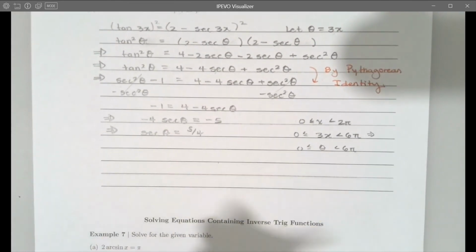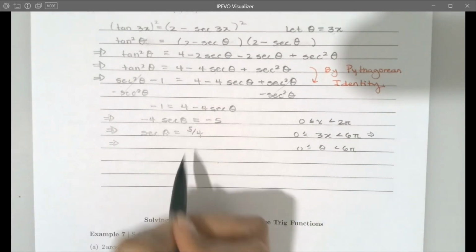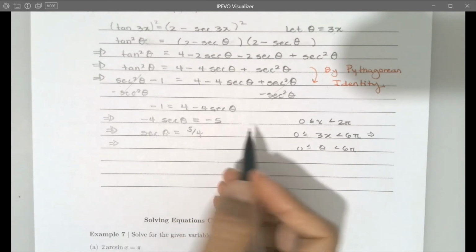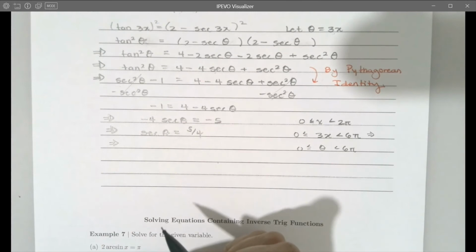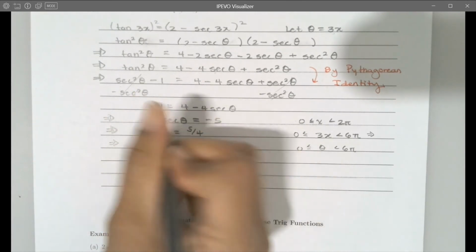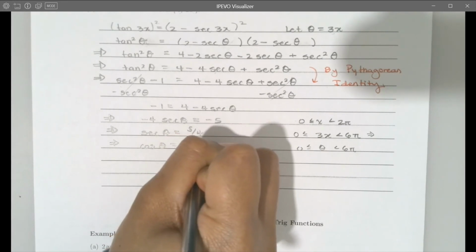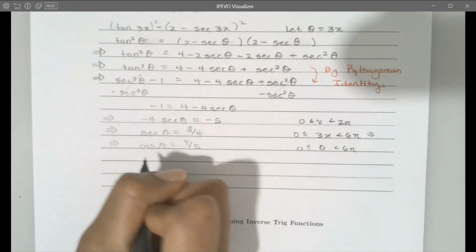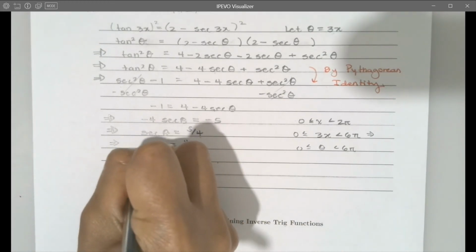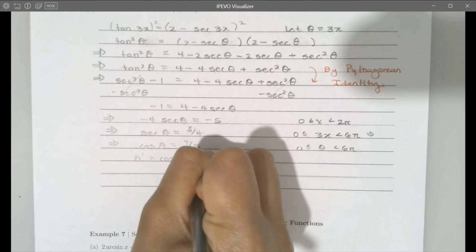Secant of theta is 5/4. Now we're going to use the calculator for this because we don't have a 5/4 on the unit circle or anything close to it. But since calculators can't handle secant, we're going to change it to cosine, which is its reciprocal. So we're going to find all angles that have a cosine of theta equal to 4/5. Okay, so first we find the reference angle. The reference angle will be cosine inverse of 4/5.